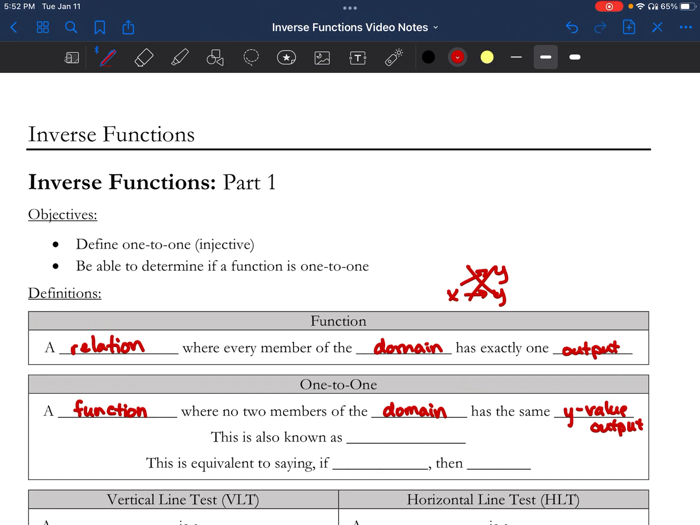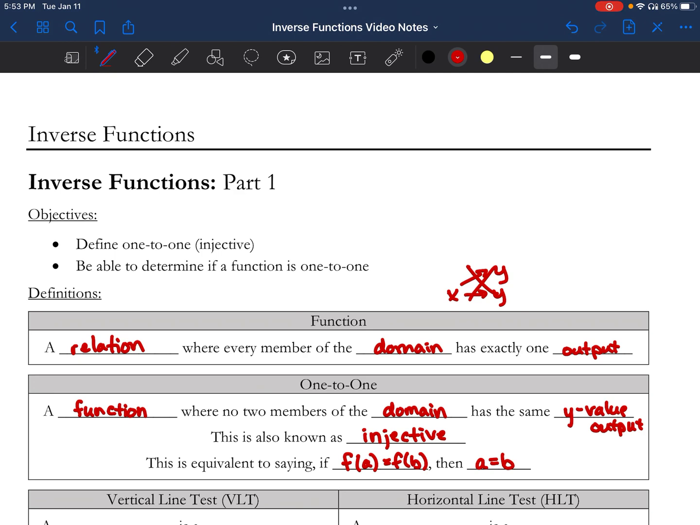So this is also known as being injective. That's the name that we have in math. And this is equivalent to saying that if f of a equals f of b, or if my two y values are equal, then that automatically would mean that my two x values are also equal. The only way to get the y values being the same is if the x values are the same.